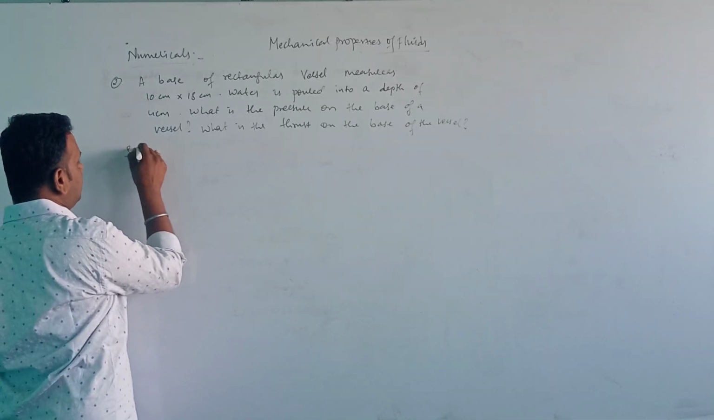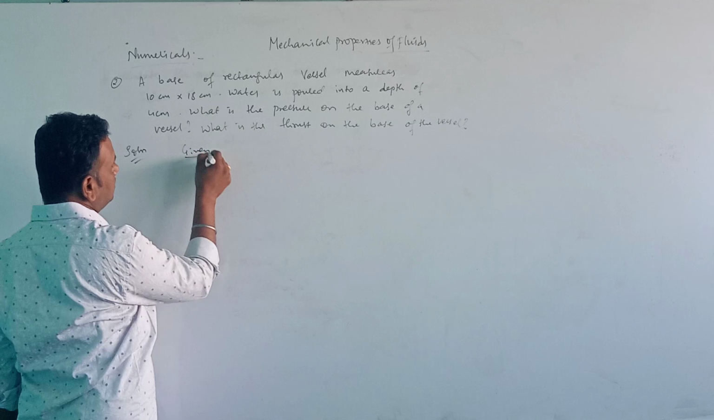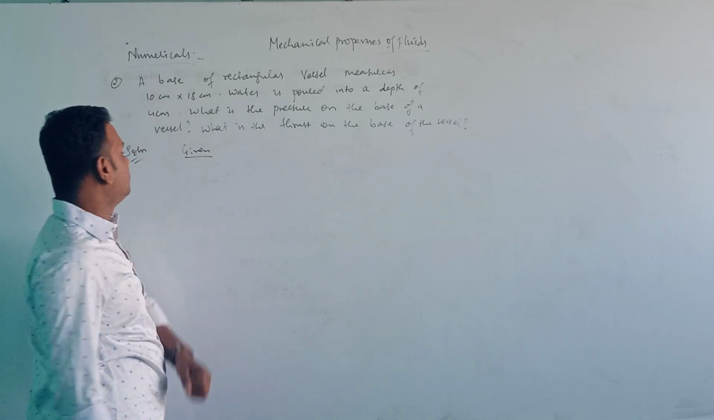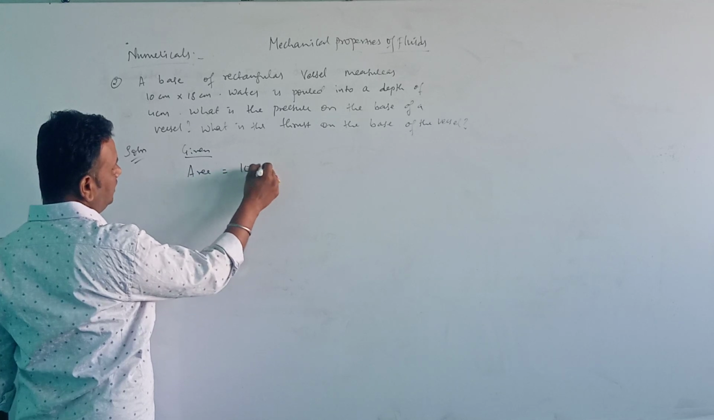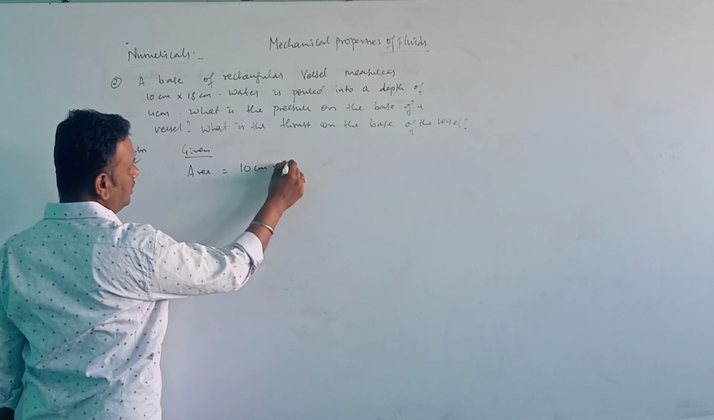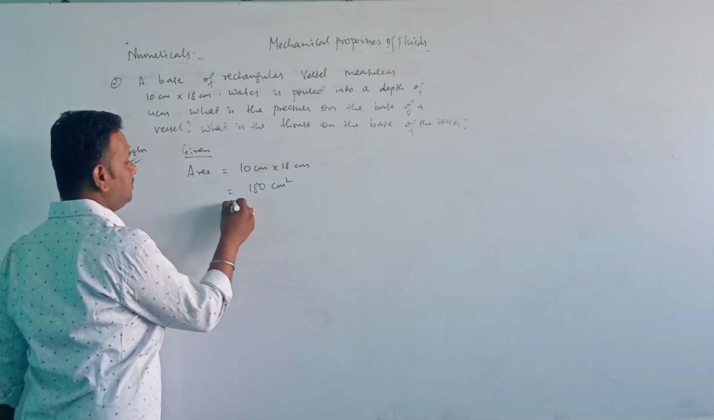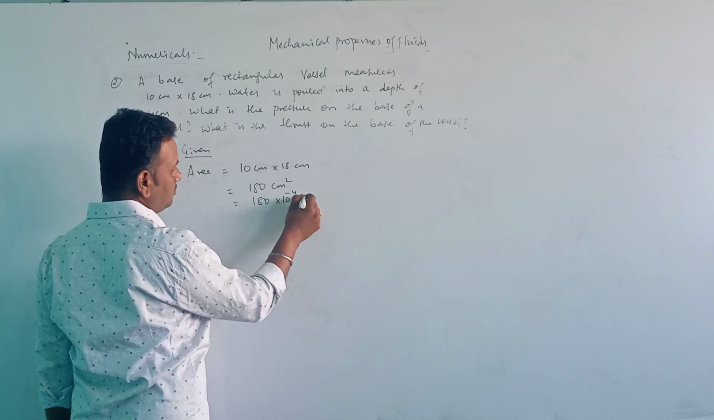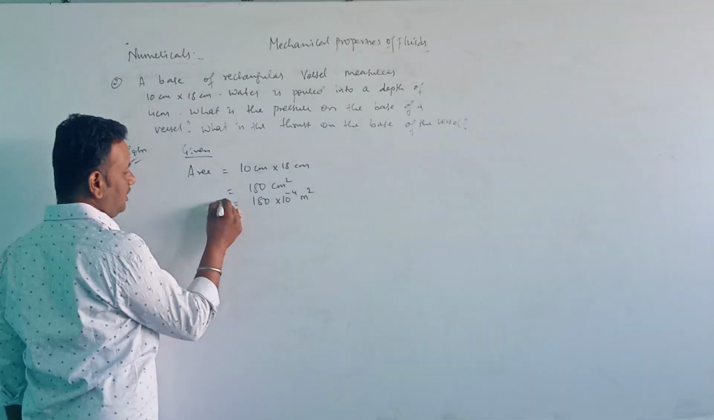So first of all we will write the given data here. So the given data is that he has given the area of the base, that is area of the base of a rectangle. Okay, here area is given, area of a rectangle, that is 10 into 18, that is 10 centimeter into 18 centimeter. It is 180 centimeter square. So which will be converted into meter, that is 180 into 10 to the power of minus 4 meter square. Okay.